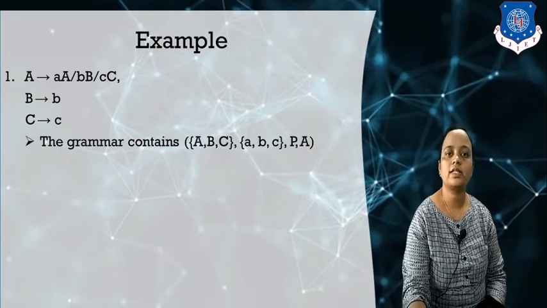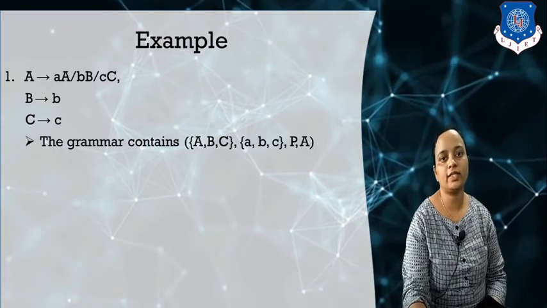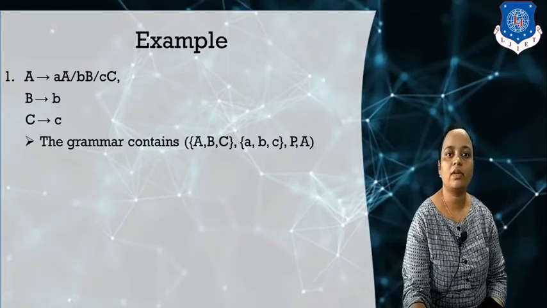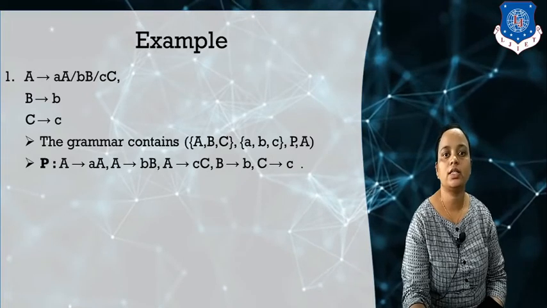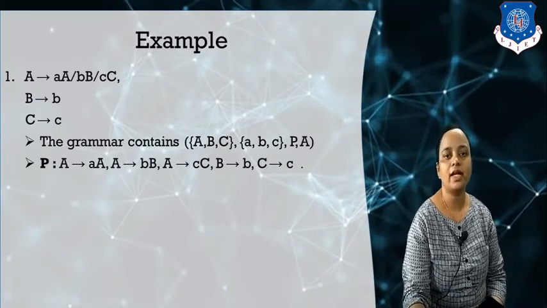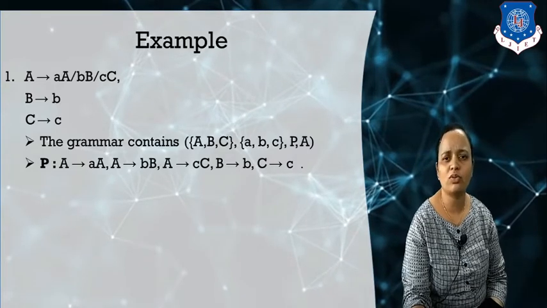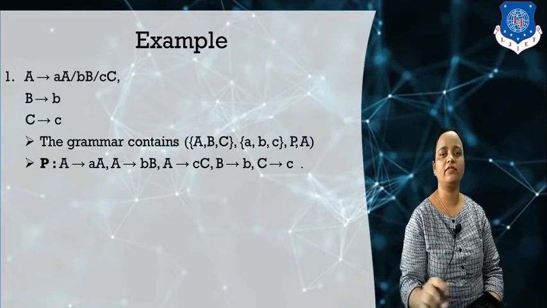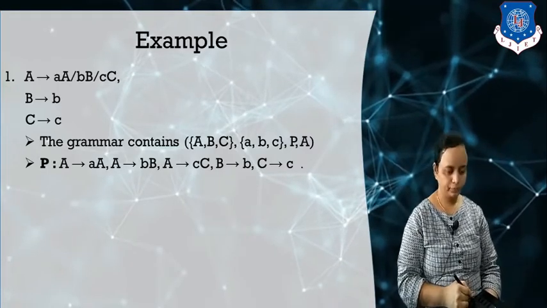Okay, so here you can say that the grammar contains four things. The first one is non-terminals, the second is terminals, P means the production rules, and the last one is the start symbol, which we can say is capital A. In the previous slide we defined it by capital S, but you can also say capital A is our start symbol.